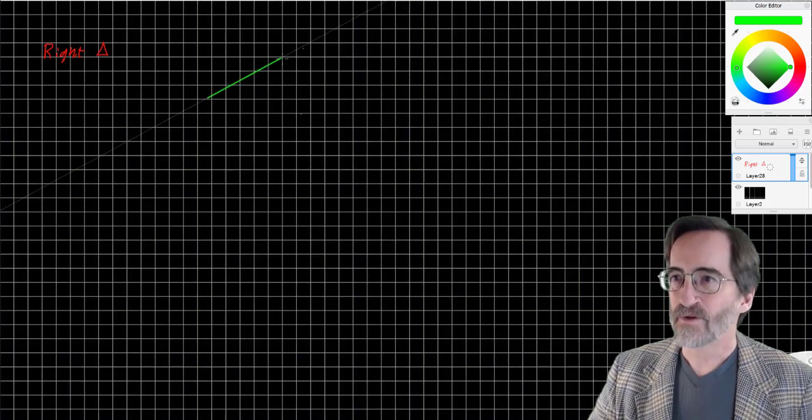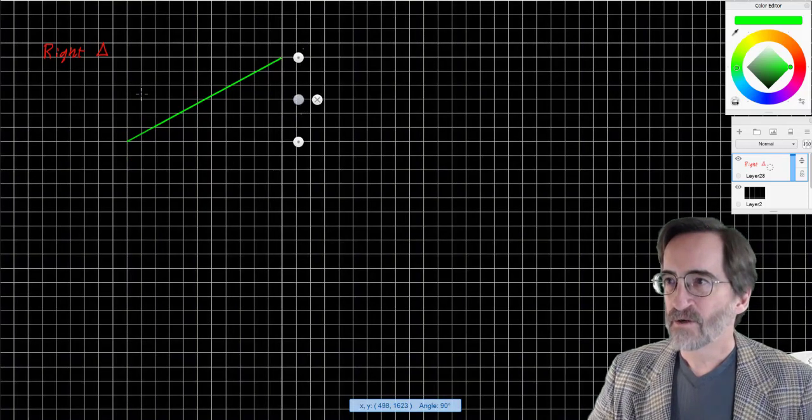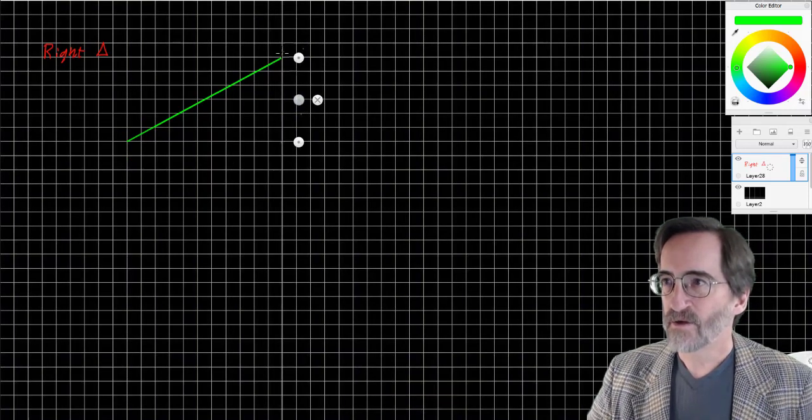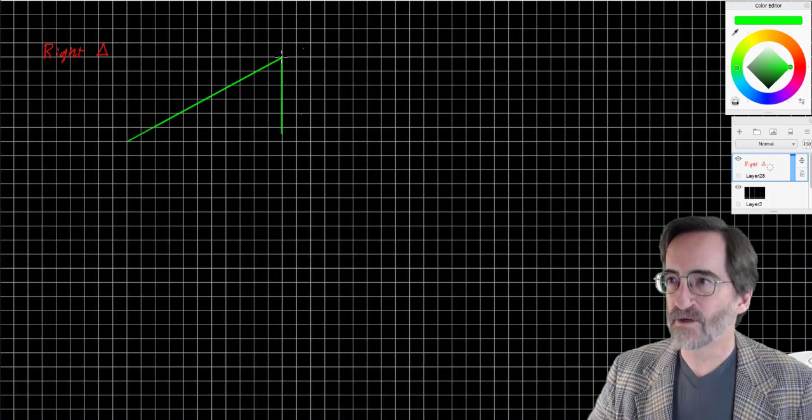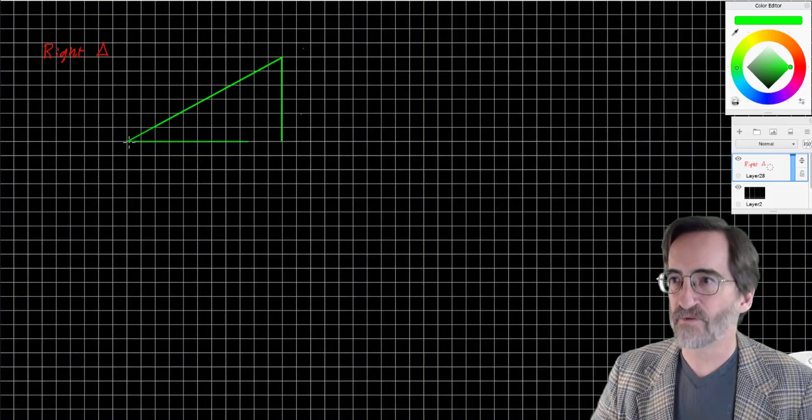And here we go. So we've got a diagonal side, which is the longest side of a right triangle, that is called the hypotenuse. We've got the vertical side here, which is one of the legs of the right triangle. And we've got the horizontal side, which is the other leg of the triangle. So these are both called legs.